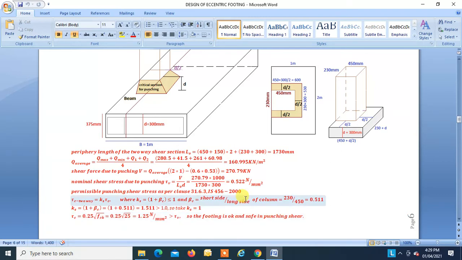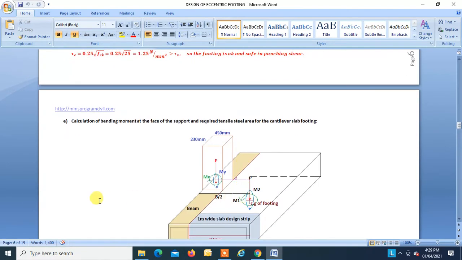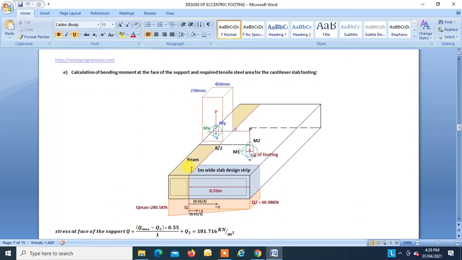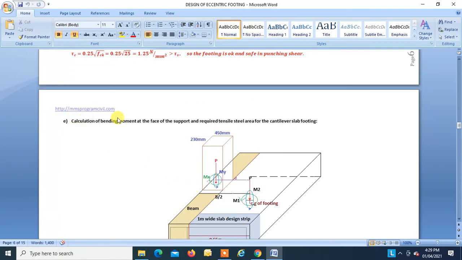Now coming to the next step, we will find the bending moment at the face of the support, for which we have to find the tensile steel, right? So the calculation of bending moment at the base of the support and required tensile steel area for the cantilever slab footing.